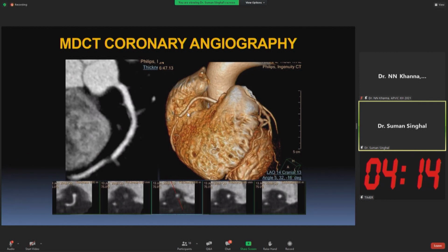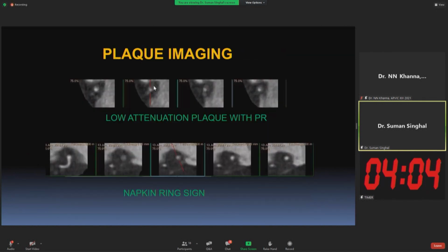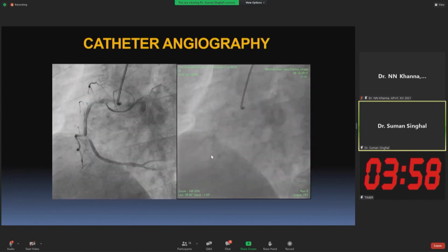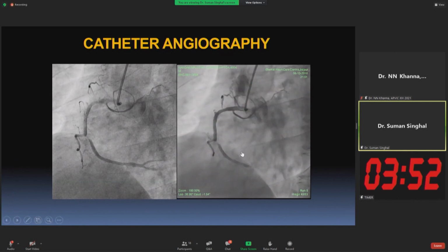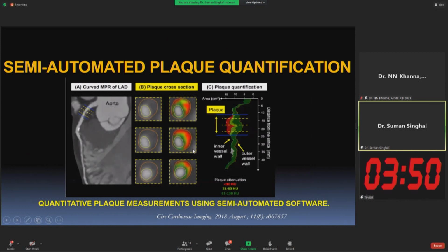And when we did the CTCA, the calcium score was 0, but there was a significant plaque, almost 90% stenosis, with these vulnerable plaque features. Positive remodeling was there. There was a napkin ring sign. So this is really helpful in diagnosing it further. This patient had undergone a coronary cath angio and angioplasty later.